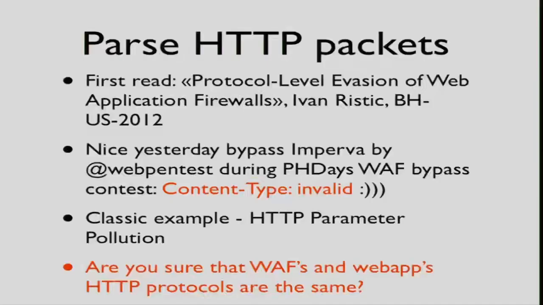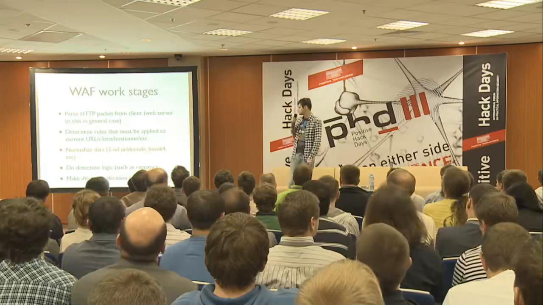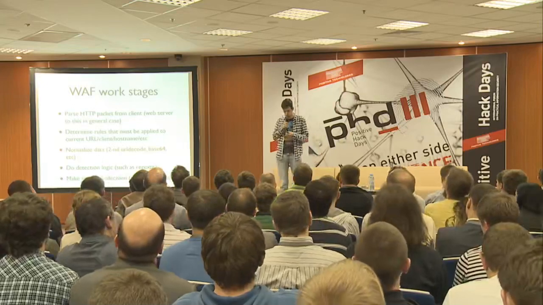HTTP parameter pollution, please read about that if you don't know it. It uses the protocol when you name a parameter twice, ID equals 1, ID equals 2, and the application works with it in different ways. You assemble the attack from blocks that have not been verified previously. The point here is that the protocol is parsed twice. If it's parsed differently, you get a bypass.